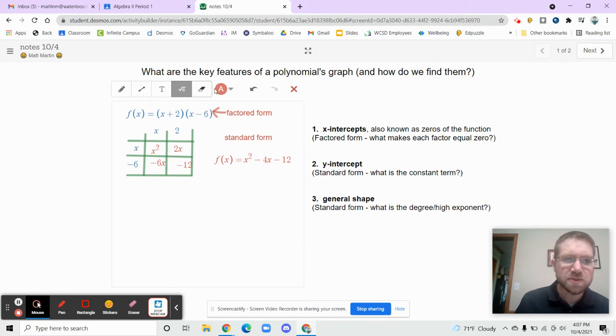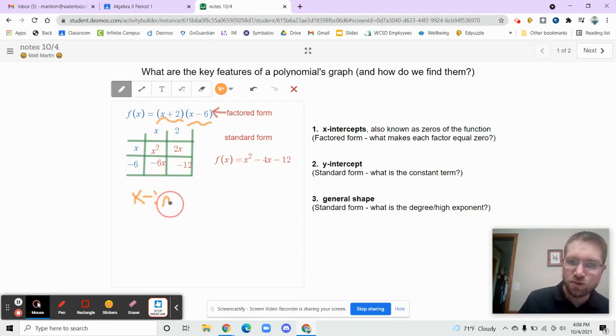What are the x-intercepts? Well, the x-intercepts are related to the factored form, as I said, and what I remember is that the x-intercepts are the places where each of the factors is equal to 0. So what values of x make my function equal 0? Well, I know that would be negative 2 and positive 6. Okay, so negative 2 and positive 6 are the x-intercepts.